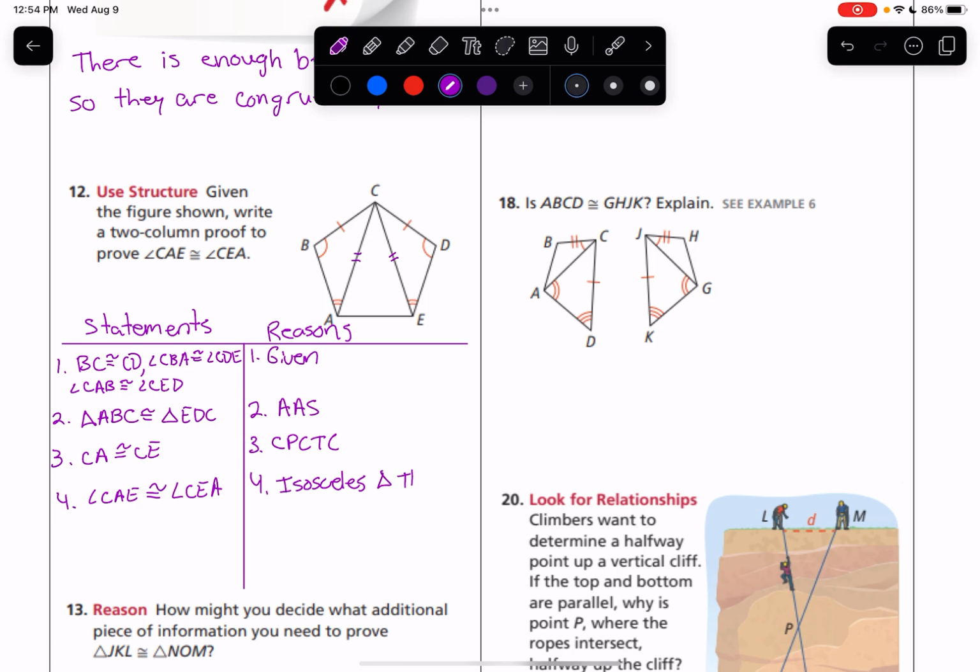Triangle theorem. Sorry, my cat's automatic feeder just went off.